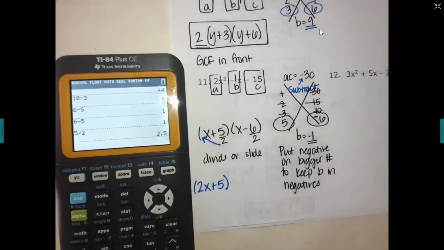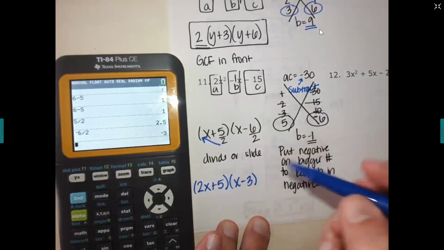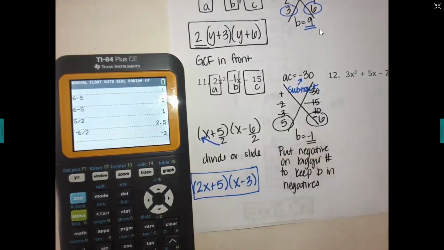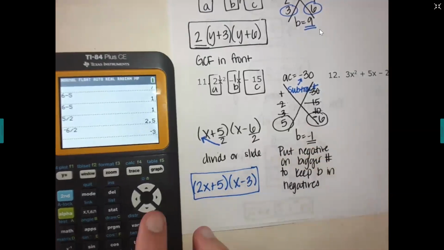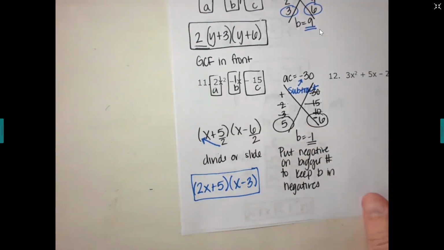Then I come to my second parentheses. I have a -6 that can divide by 2, and it gives me a -3. So that would be x minus 3. All right, go ahead and take one last look at that. Make sure that you got all that copied down.